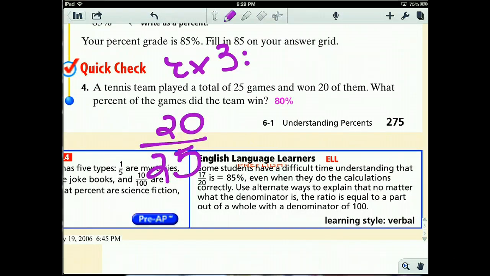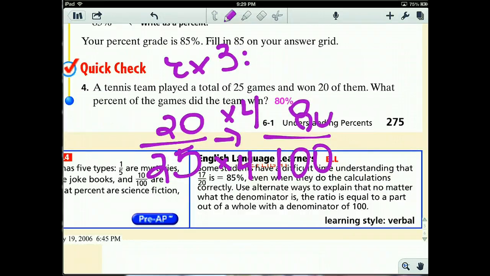Well, just like we read before, we want to change this denominator so that it can be out of 100. 25 times what gives us 100? It'd be times 4. So if I multiply the top by 4 also, I end up with 80. So now I know that they have won 80% of their games.